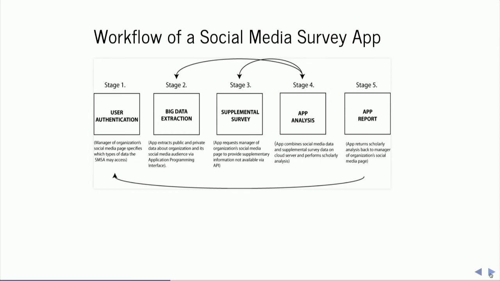Here is, from the paper, some ideas. We used to call it big data back then. The steps that go into an app analysis: you authenticate with the user. There's some type of big data extraction. There's some type of supplemental data collection, maybe in a survey. There's some type of app analysis, and there's some type of app report that then gets delivered back to the user.